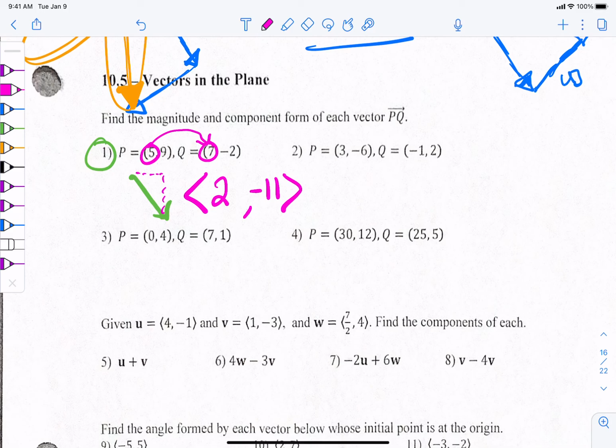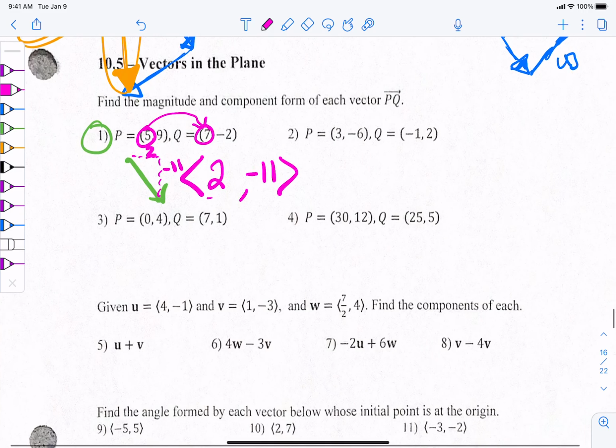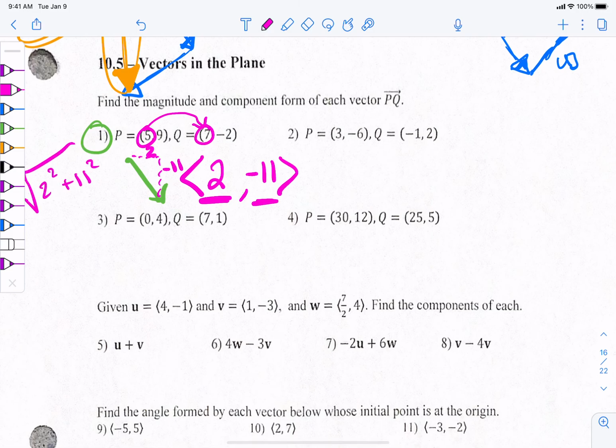This is the component form. This is 2, this is negative 11. So to do the Pythagorean theorem, I literally use those two numbers. Once you have the component form done, those are the two numbers that you use, right? 2 squared plus 11 squared, and the square root of that. That's going to be my magnitude, or how long the vector is. 4 plus 121, the square root of 125, and whatever that is. 11.2 is the magnitude, okay?